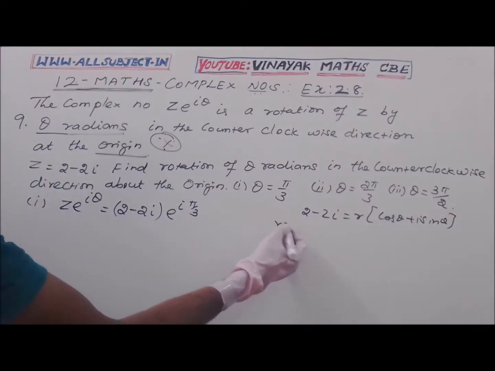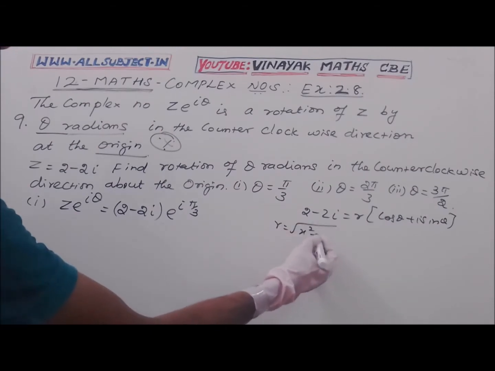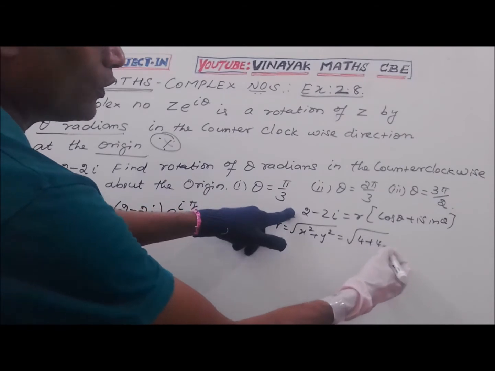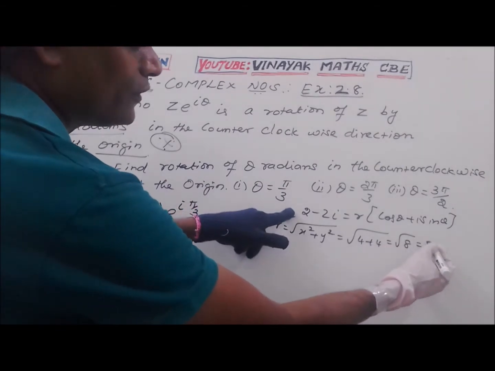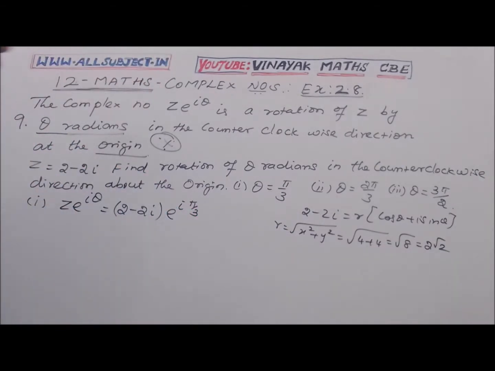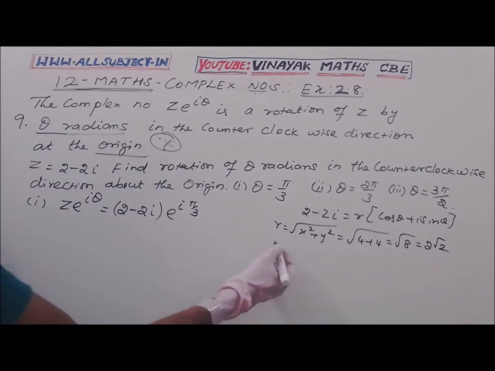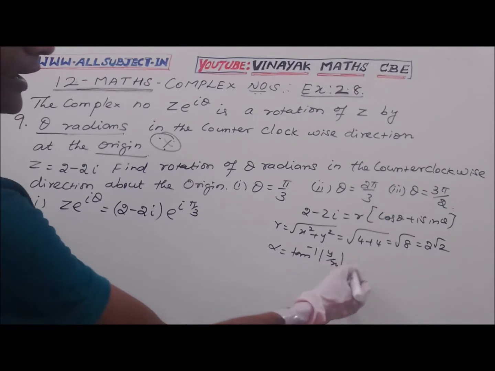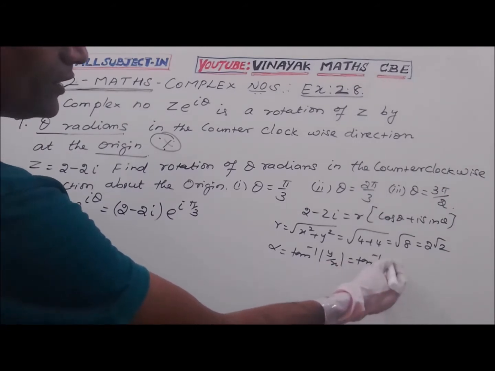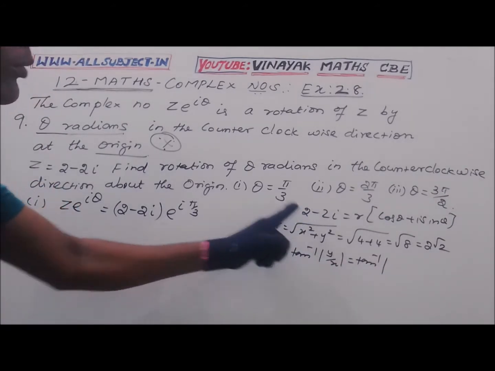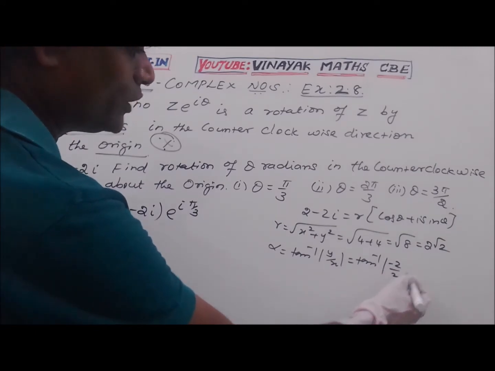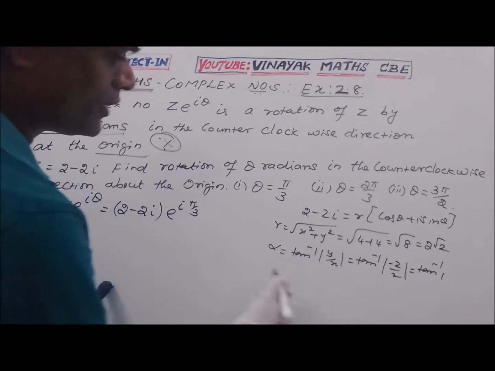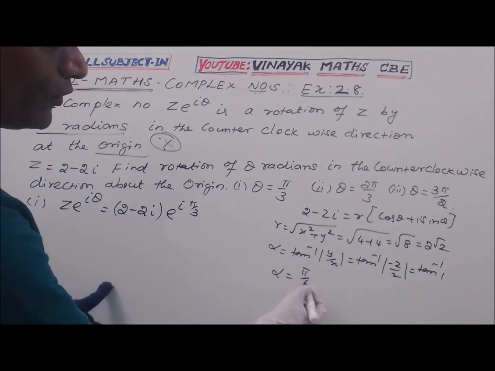Here r equal to root of x square plus y square, that is equal to root of 4 plus 4 equal to root 8, that is equal to 2 root 2. That is the r value. Now alpha equal to tan inverse of modulus of y by x, that is equal to tan inverse of modulus of minus 2 by 2, which is 1. So tan inverse of 1 means alpha equal to pi by 4.